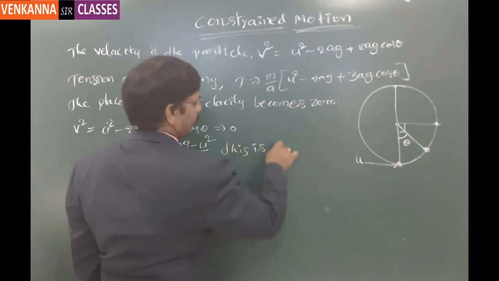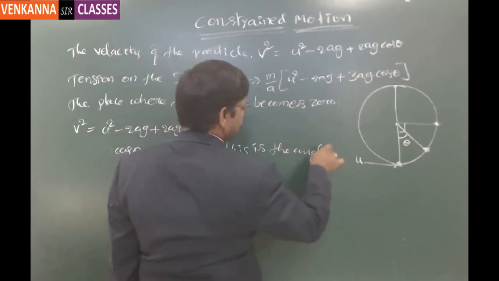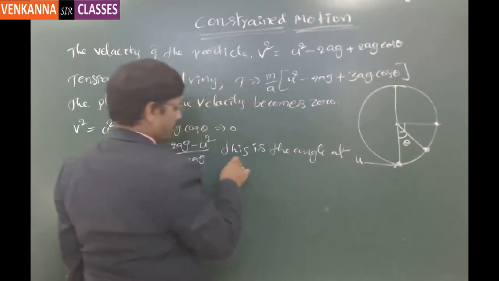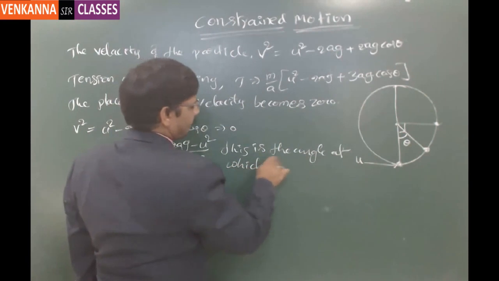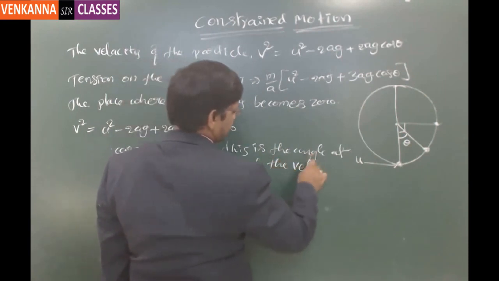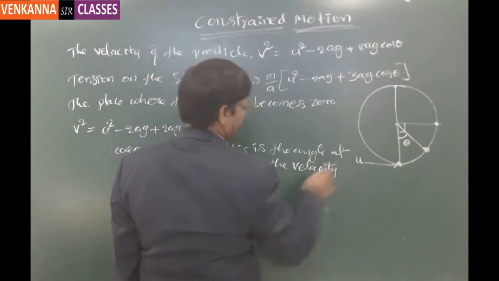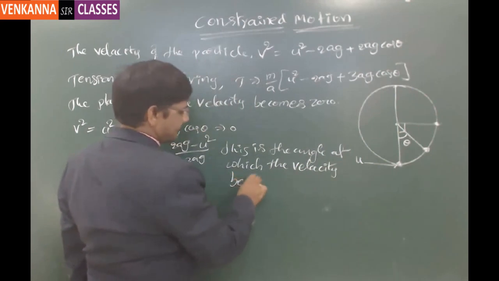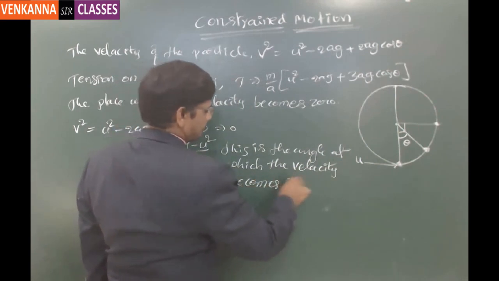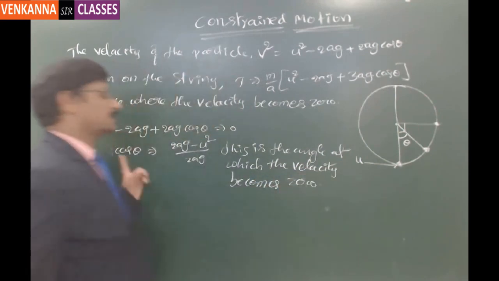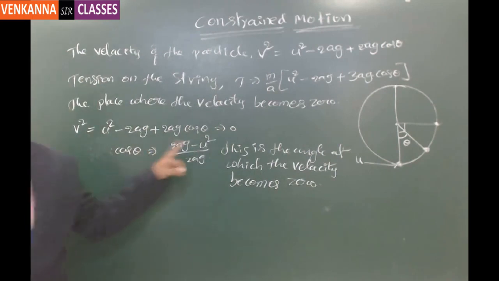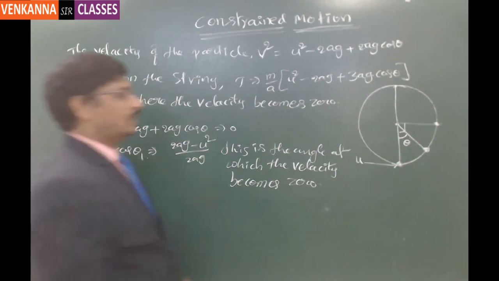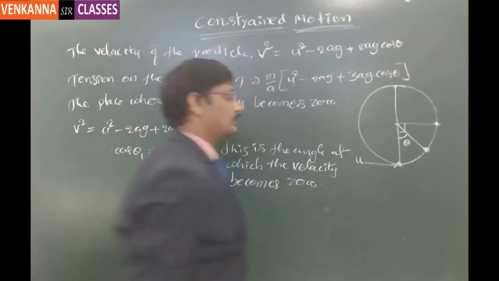This is the angle at which the velocity becomes zero. So at this angle of theta, the velocity is becoming zero. I call this angle theta 1, where theta 1 is the place at which the velocity is becoming zero.